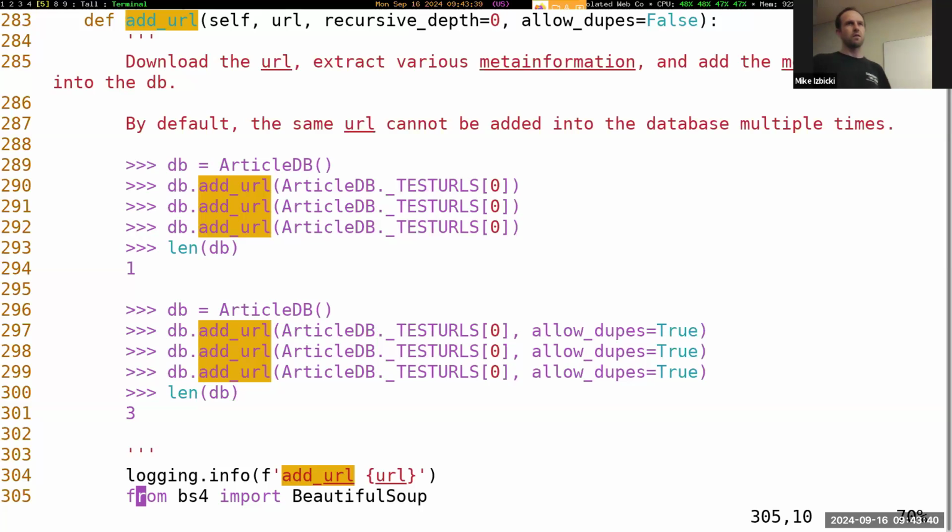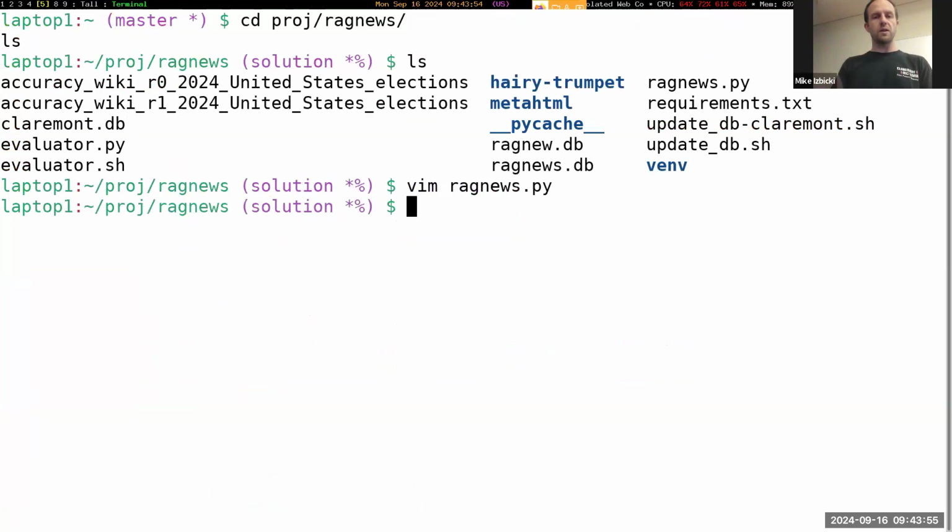There are many URLs that this will not work on, and in general it's impossible to write one function that's guaranteed to work on any URL. I'm going to quit out of this for a second. One thing I didn't do last time is you can interact directly with these SQL databases with the sqlite3 command. If you're familiar with SQL at all, this is the most convenient way to interact with these databases.